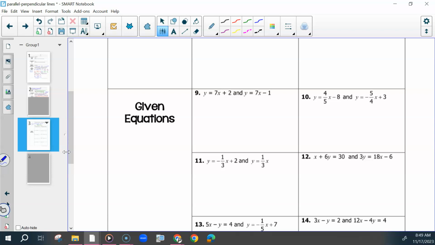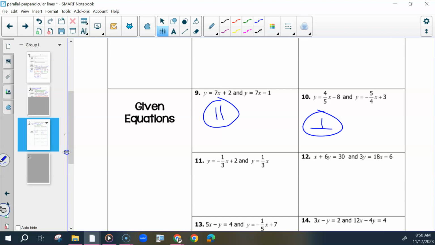So number 9, would those be parallel, perpendicular, or neither? Parallel. How do you know that? The slope is the same. And the y intercept. Correct. So these are parallel. What about 10? How do we know that? The y-intercept doesn't even matter, but the slopes are switched and one is positive, one is negative. They are negative reciprocals, yes.